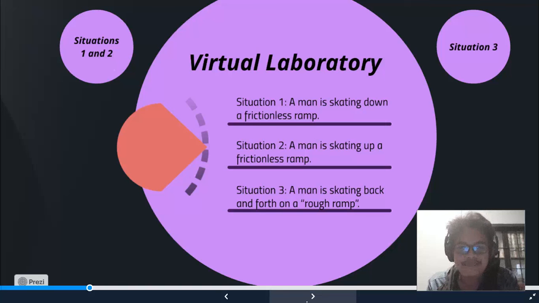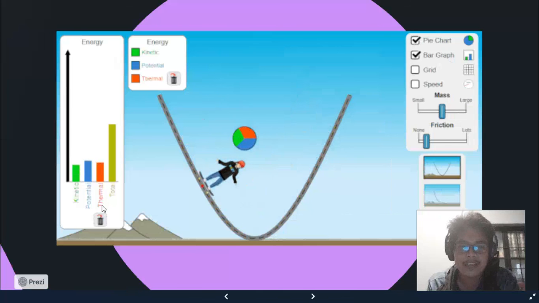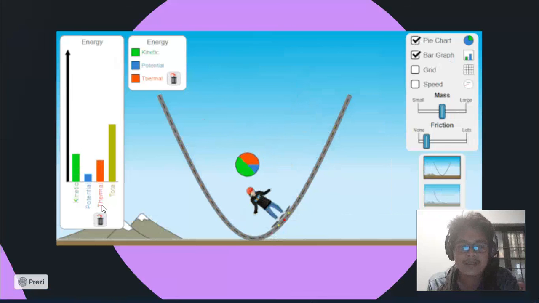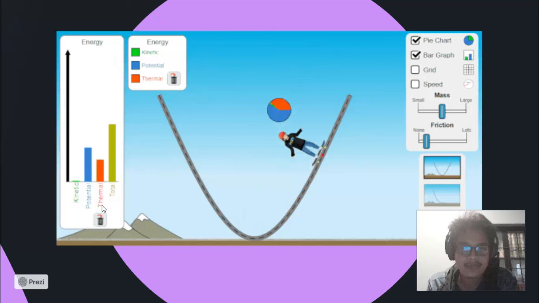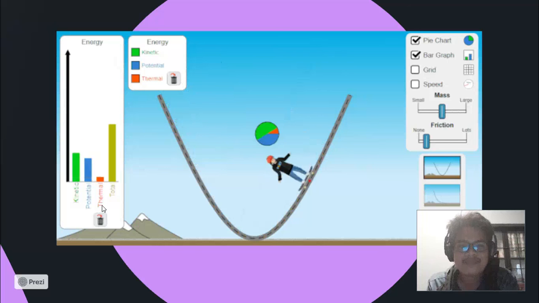So, as you can see here, tingnan nyo muna ang ating bar graph. In the bar graph, there is a presence of thermal energy na. And as time goes by, the thermal energy is slowly increasing.